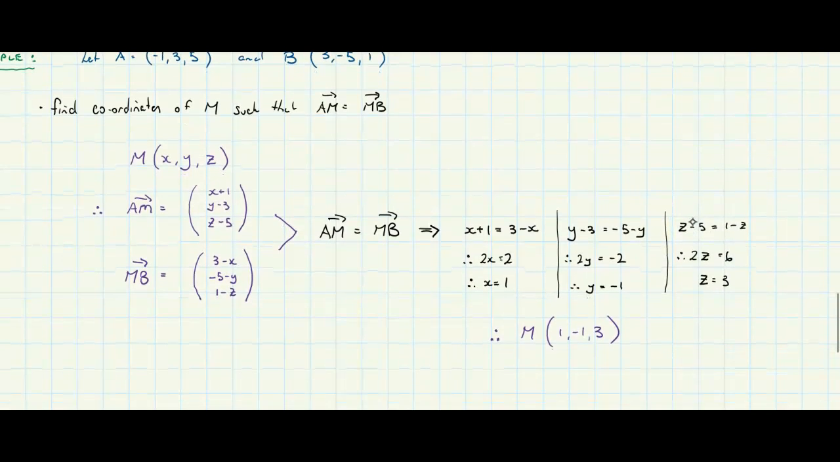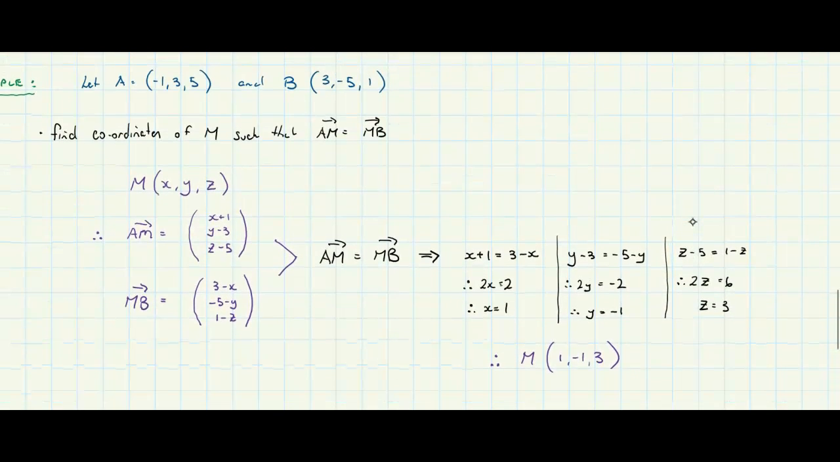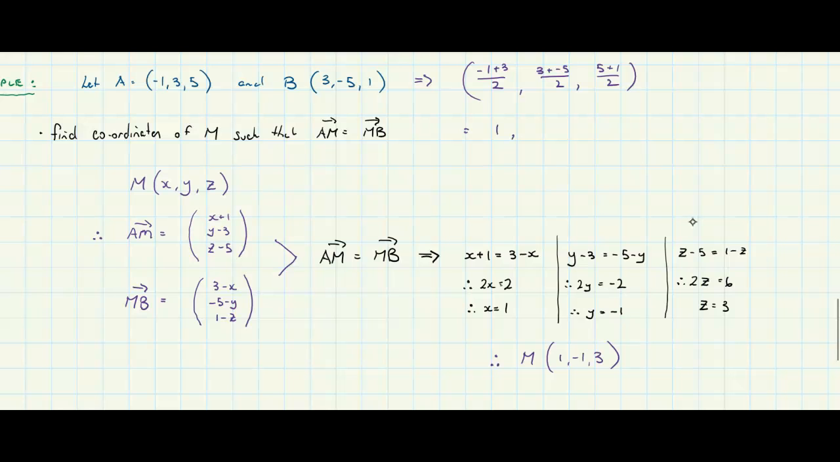Okay, now if we have a look at A and B, and if we'd taken negative 1 plus 3 and put that over 2, and if we'd taken 3 and we'd added negative 5 and put that over 2, and if we'd taken 5 and added 1 and put that over 2, this is looking like a midpoint formula, isn't it? So this would be 1, 3 plus minus 4, that would be minus 1, 5 plus 1 is 6, divided by 2 is 3, 1, negative 1, 3, and of course that is what we've got with M. It's the midpoint of AB.